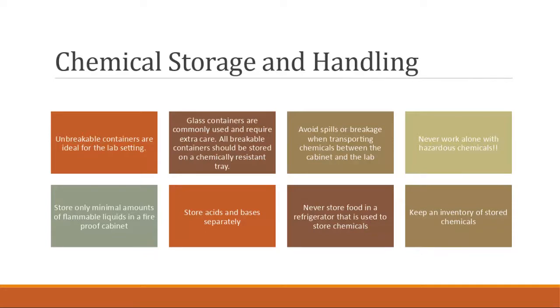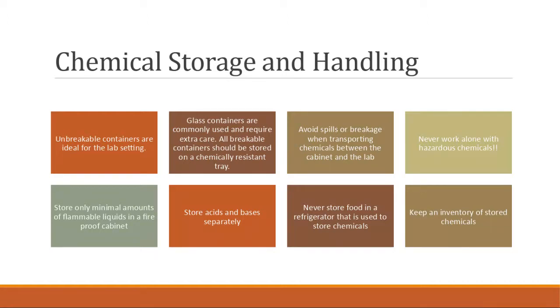Unbreakable containers are ideal. It's great when you can drop something and it doesn't shatter all over the floor, especially if it's containing something hazardous. Unfortunately, glass containers are most commonly used. And because of that, they need to be stored on chemical-resistant trays. I'm sorry, not inside fume hoods, inside cabinets and such, just to prevent them from corroding away anything underneath them.